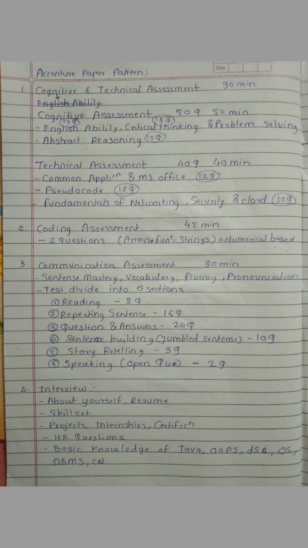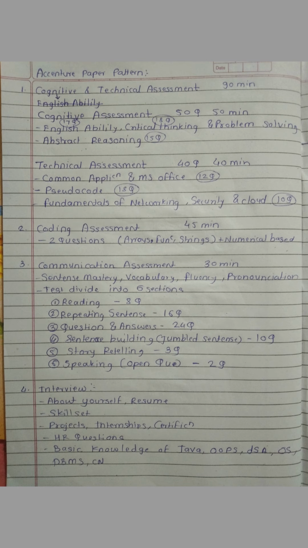Hello everyone. Today we are going to discuss the Accenture paper pattern. In Accenture, the first round will be a cognitive and technical assessment, which will be about 90 minutes. In the cognitive assessment, there are again some sections: English ability, critical thinking and problem solving, then abstract reasoning.